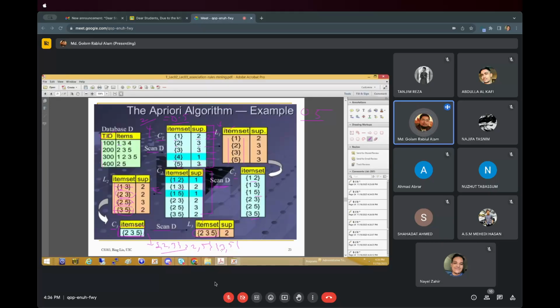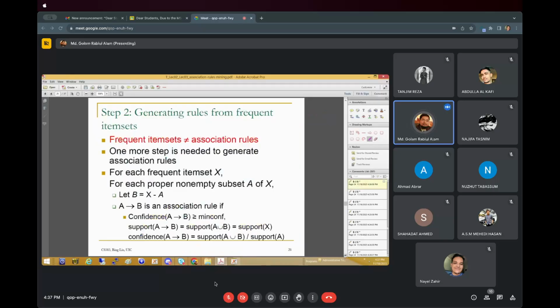Now the a priori algorithm. We have already generated the item sets, and we know how to generate them, specifically with the a priori algorithm and the candidate generation algorithm. Now, from our item sets, we have to generate the rules. So how can we generate the rules from the frequent item sets? Actually, frequent item sets are not the association rules. So we know we need to do one more step for that.